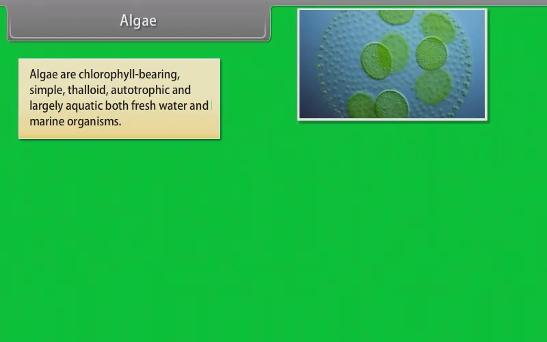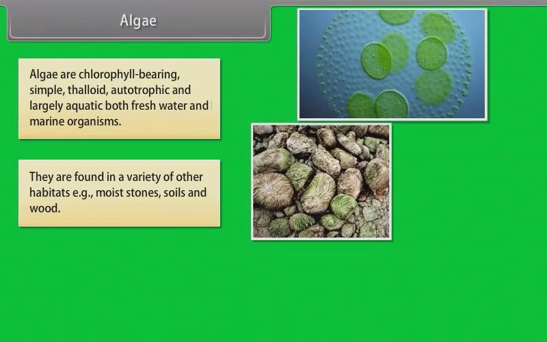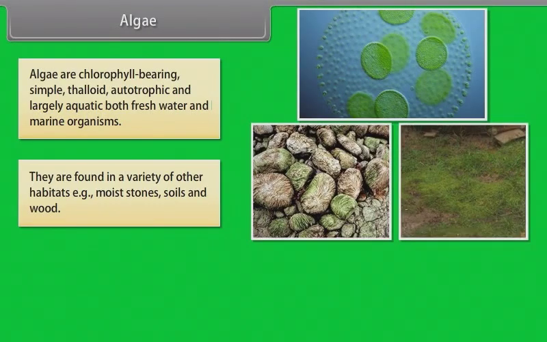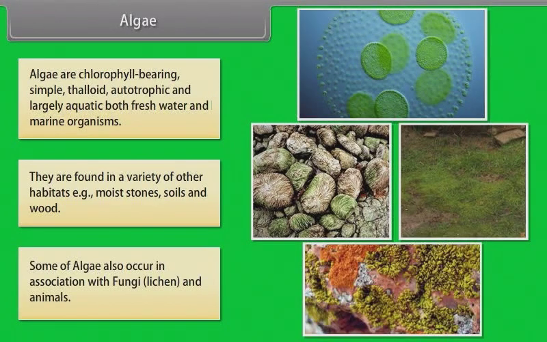Algae. Algae are chlorophyll-bearing, simple, thalloid, autotrophic, and largely aquatic, both freshwater and marine organisms. They are found in a variety of other habitats as well. Example: moist stones, soils, and wood. Some algae also occur in association with fungi, lichen, and animals.